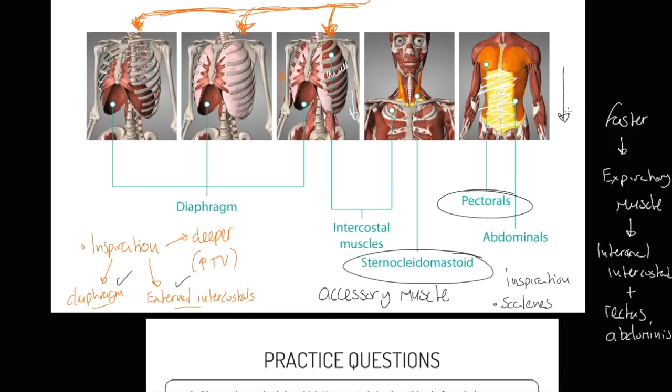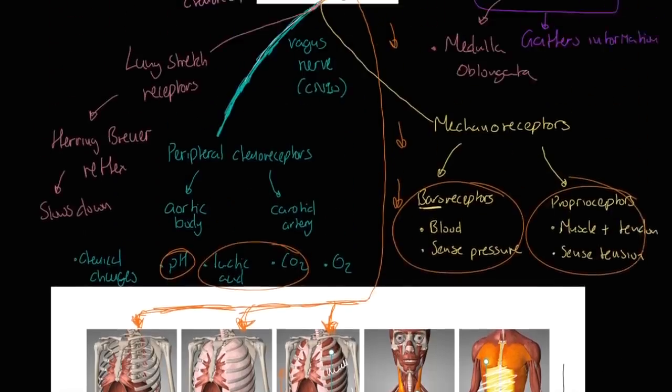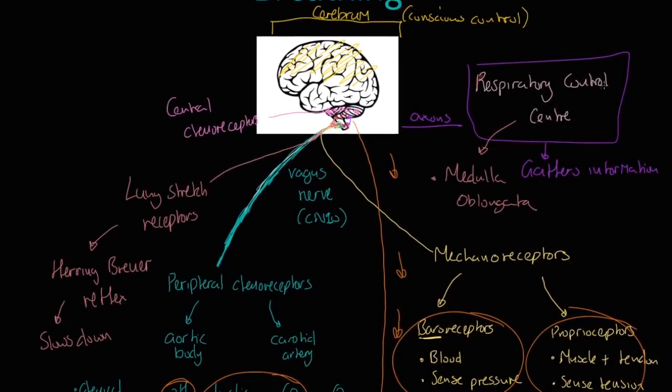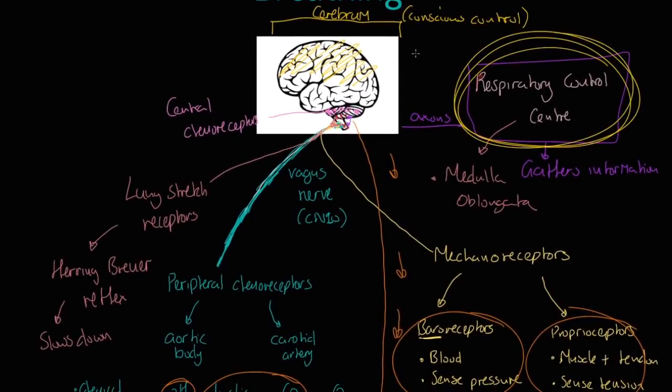Notice how my breathing out has increased in its rate and its strength. And that's happened because of the impact of these expiratory accessory muscles, the internal intercostals and the rectus abdominis, pulling my thoracic cavity further down and inwards. So it is in this way that our respiratory control center controls breathing.